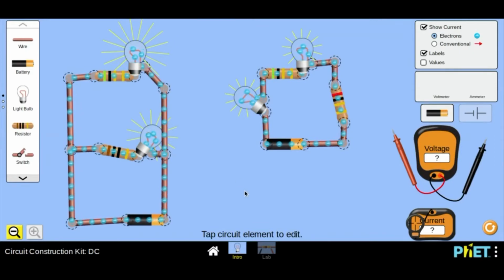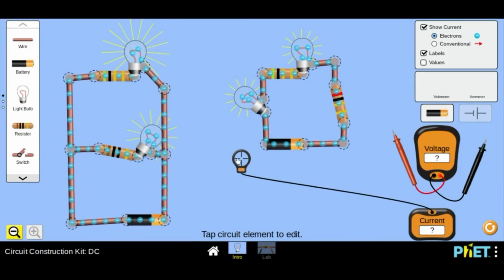These two types of circuits are very different. For example, the current in series circuits is the same everywhere, meaning wherever you measure the current in a series circuit, it will always be the same number. So here, if we take our ammeter and measure here, it's 0.33 amps, and it stays the same wherever you measure all the way around the circuit.